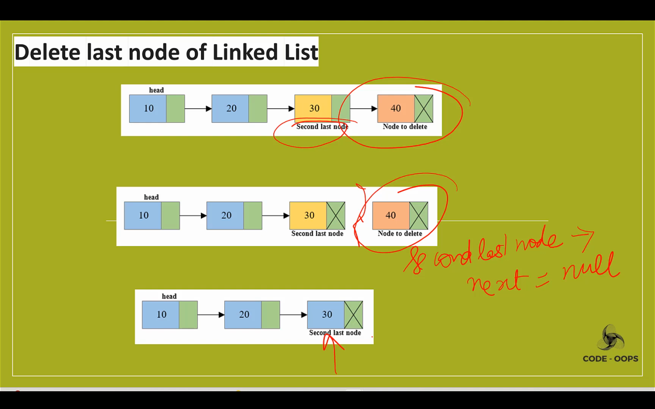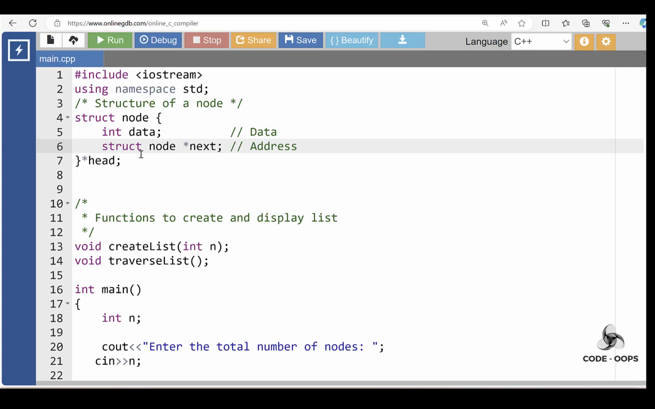Now 30 becomes the last node in the linked list. The next pointer field of the last node is represented by null. That indicates the end of the linked list. Let's see the code, how to create a linked list with n nodes and delete the last node from the linked list. Then how to create a linked list?